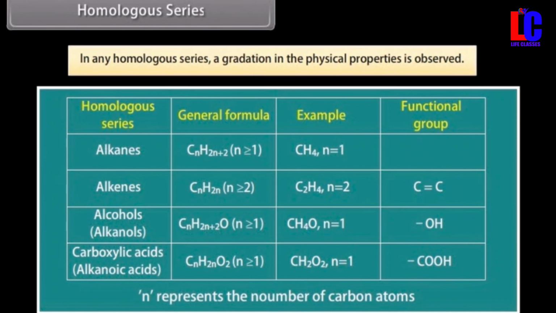In any homologous series, a gradation in the physical properties is observed. This gradation occurs due to the increase in the melting points and boiling points along with increasing molecular mass of the compound.